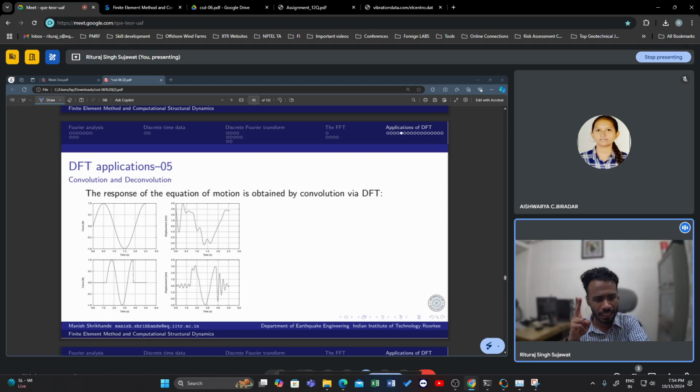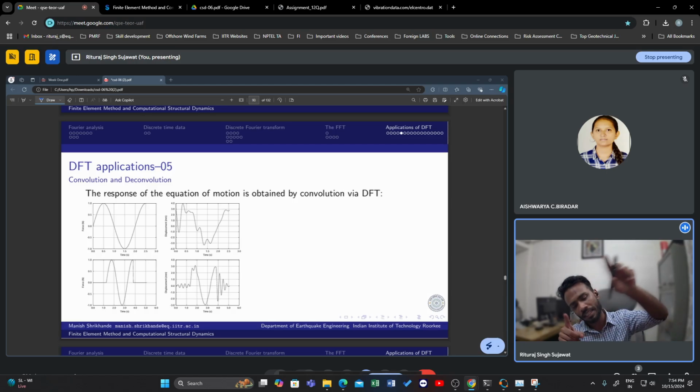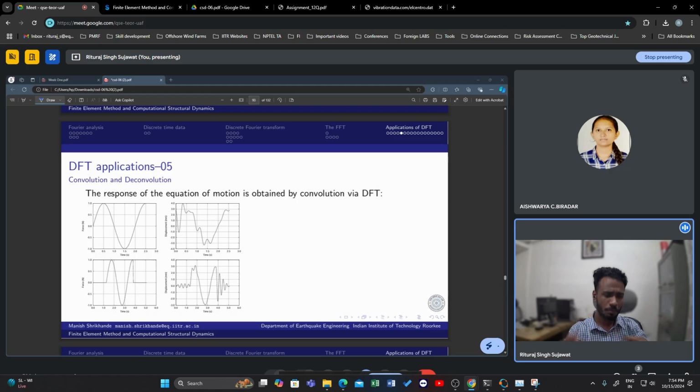The only thing is you need to perform the Fourier transformation, and you need to do all the calculation in the frequency domain. Once all the results have been computed in the frequency domain, you need to again convert it into the time domain using the inverse discrete Fourier transformation, and once that has been performed, you can report your results. So that is how it looks.